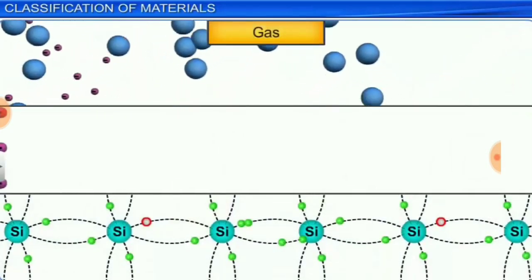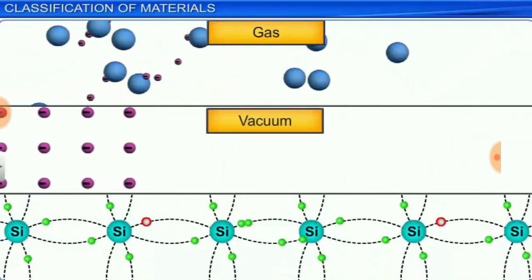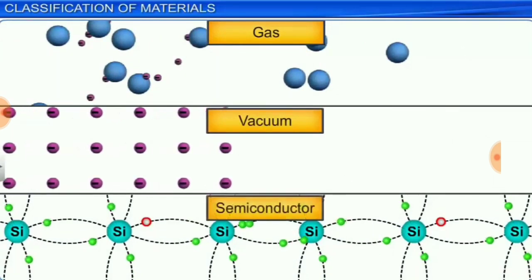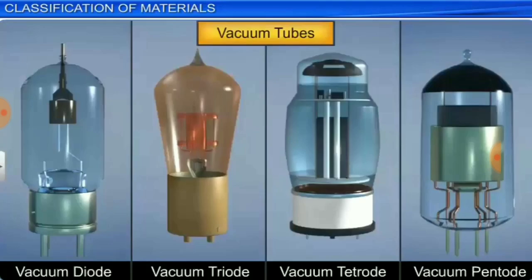In vacuum, the motion of the charges we studied in devices called diodes or valves, and subsequently in the triodes, tetrodes and pentodes. Children, you can see the diode, triode, tetrode and pentode images on your screen. Let us see further.